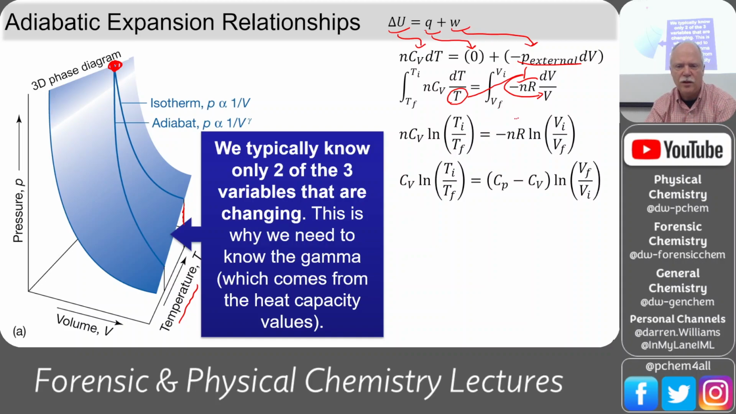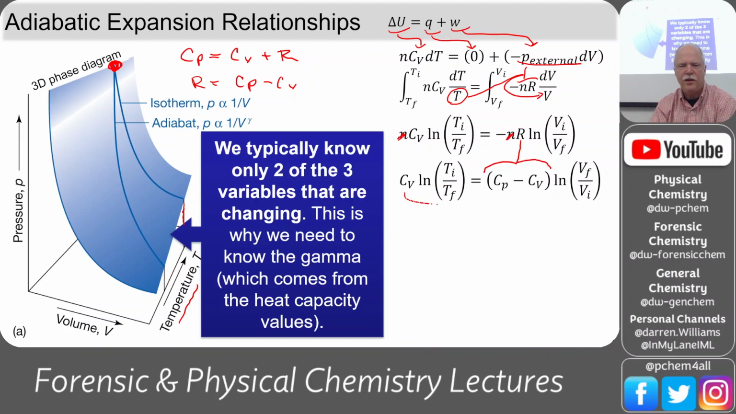And so this R right here, we're going to do everything in terms of moles, and we have a number of moles on both sides, so we can cancel those. And remember that CP is equal to CV plus R. So R is equal to CP minus CV. So that's what's happened here. This R comes down, and we have CP minus CV.